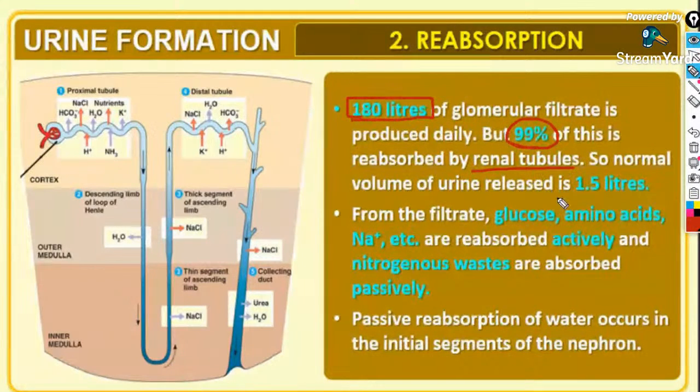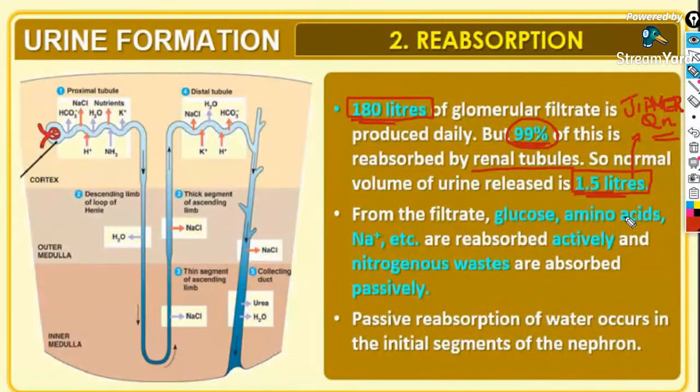So normally the volume of urine released is 1.5 liters. This was a previous year JIPMER question. Which among the following is the volume of urine released by a normal person? What is the normal volume of urine released? It is 1.5 liters. 180 liters of glomerular filtrate is produced, but 99% is reabsorbed back, so the volume of urine released is 1.5 liters.